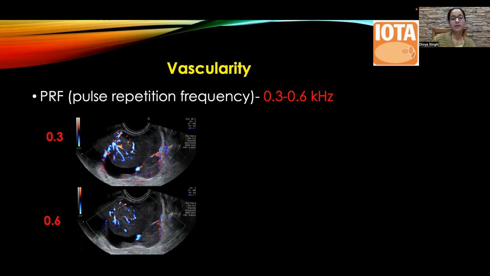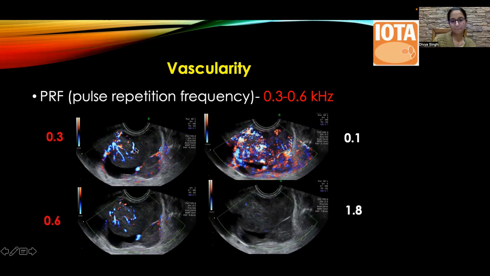Remember, whenever you are looking for vascularity, the preset or the settings on your machine have to be the same every time. They should be adequately low, with a low pulse repetition frequency of 0.3 to 0.6 kilohertz, to ensure that you are not missing out on slow flow. Now, these are examples of vascularity within an adnexal mass on power Doppler at a PRF of 0.3 and 0.6. And we can see here that this lesion shows a vascularity of at least a color score 3.